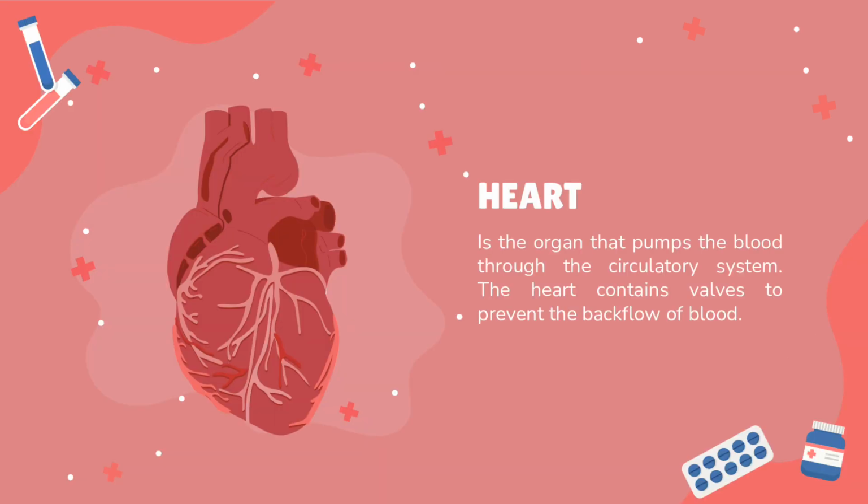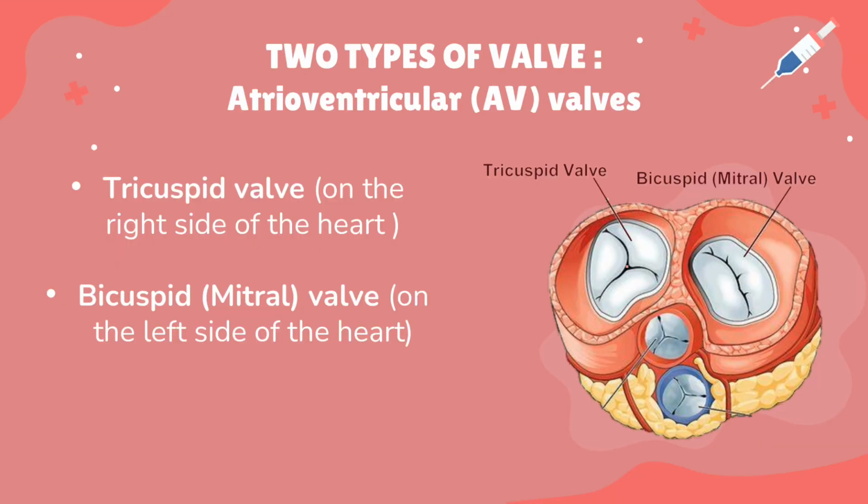cells. As we all know, the heart is an organ that pumps blood through the circulatory system. The other function of the heart is that it maintains blood pressure. The heart has two types of valves, which are the atrioventricular valve and the semilunar valve. Now let us proceed to the atrioventricular valve, also known as the AV valve.